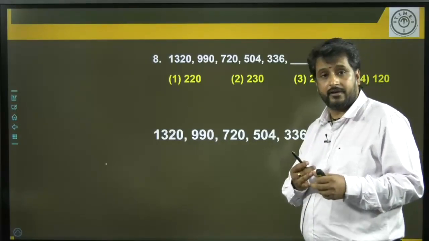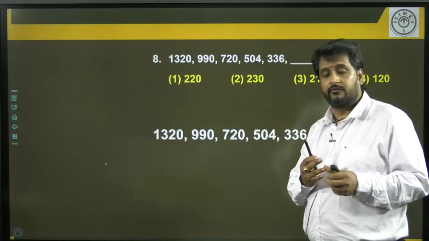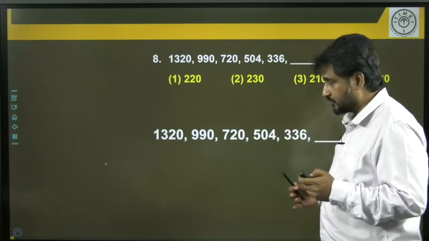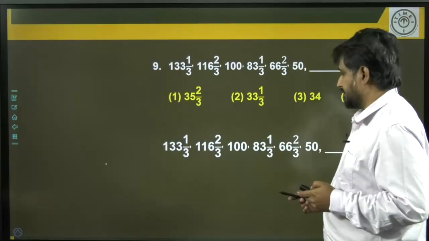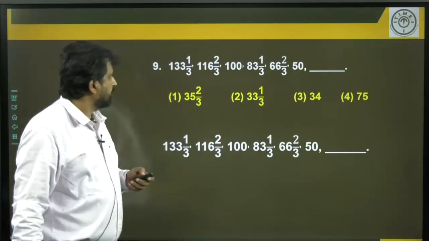Prime numbers, squares, cubes, numbers close to squares, numbers close to cubes are very, very important. Let's move to the next question. It is one of the important models. Regularly they will ask you in the ICET exam.